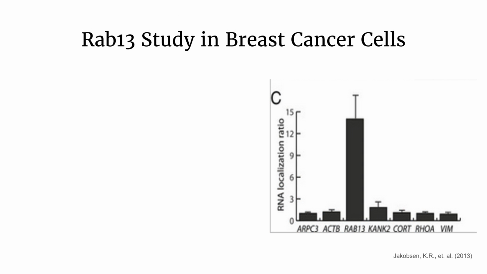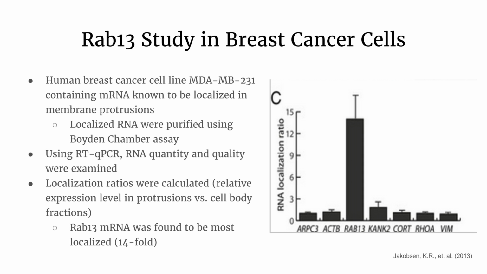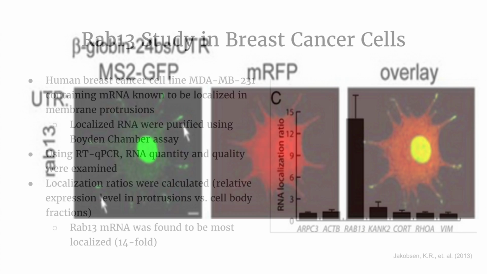RNA from the cells was purified and analyzed by RT-qPCR. The level of each RNA was compared to the cell body fractions, and Rab13 mRNA had the highest localization ratio compared to other proteins, identifying it as the highest in accumulation in protrusions. Results show that Rab13 regulates cancer progression by localizing its translation, forming protrusions, and promoting metastasis of cancer cells.